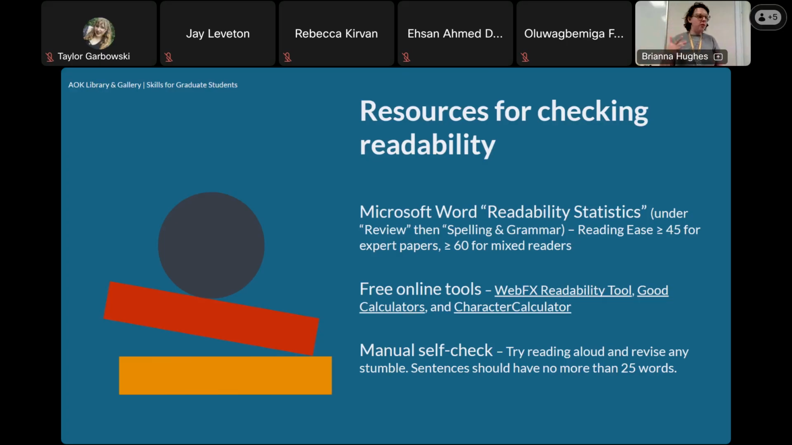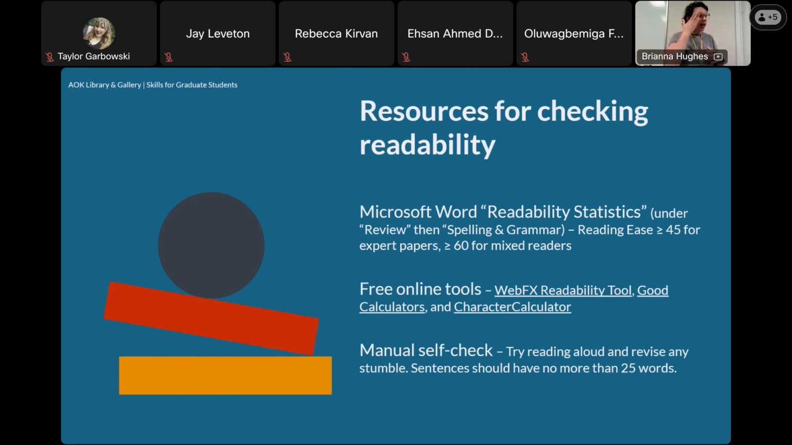And then if you want to just check over real quick yourself, one kind of easy tool is just trying to read something aloud. And anytime you kind of stumble or you find yourself confused or pausing over things, maybe that might be a good part to revise, to look back at.